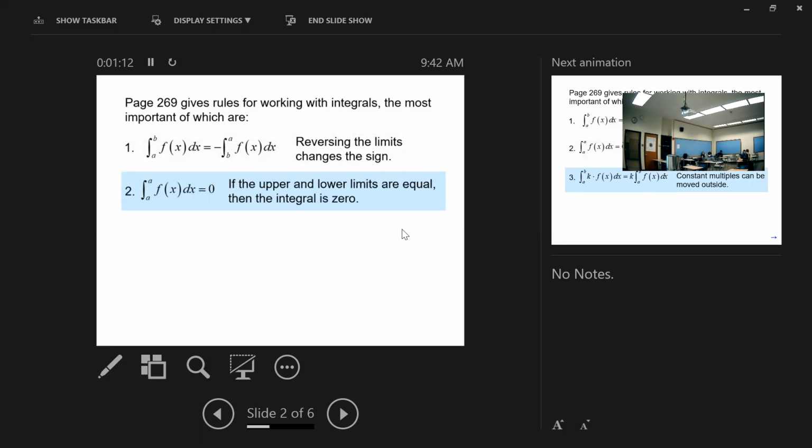Next thing. This is 0. It should make sense to you. Why? Because if you go from A to A, you have no width. So the area under the curve would be 0. Does that make sense? You have this height, y, but you have no width.